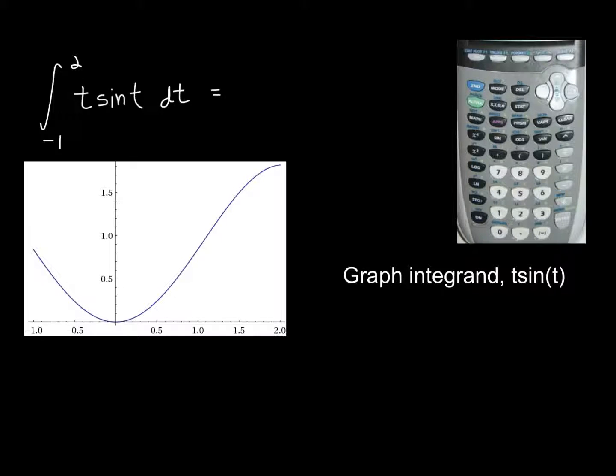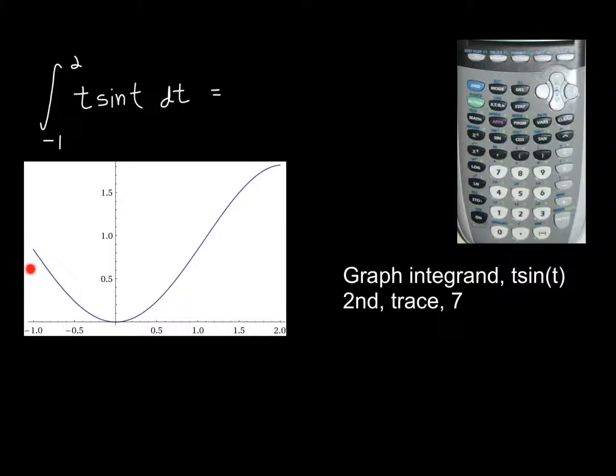So what you want to do is hit second and then the button trace here, and you'll notice that the blue lettering says calc, and that means calculate. So second trace. And then you want to select option 7, so you can hit 7 or scroll down, and you'll notice that that option is the integration option. And then once you hit that, it will give you the option to select a lower limit.